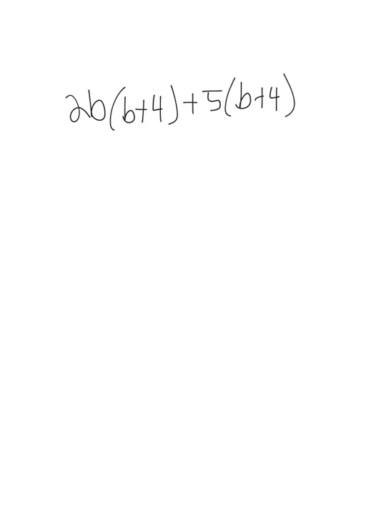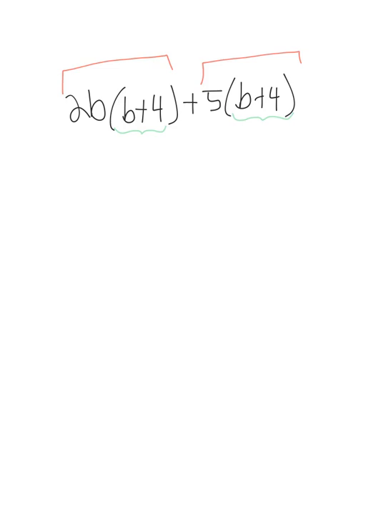So I've had a couple questions about how to solve problems that look like this: 2b plus 4 plus 5 times b plus 4. Like you would do with any other question, you're looking for what's common. So I have two terms here. Here's one term and there's a second term. I'm looking for what is common. So what's common is what is underlined here in the brackets.